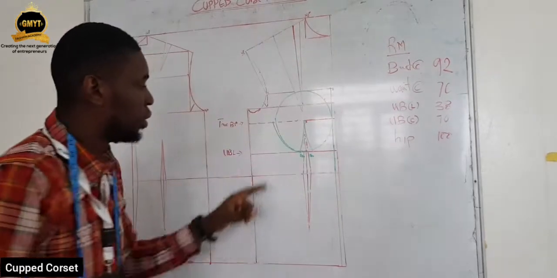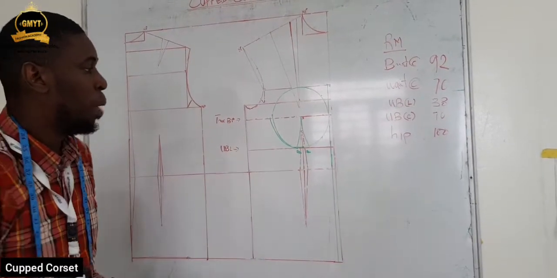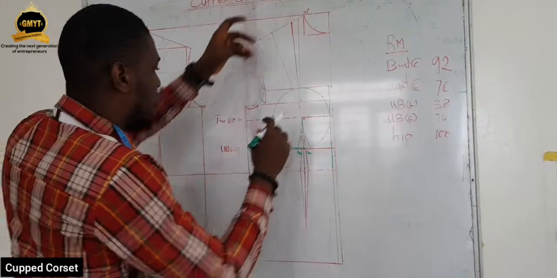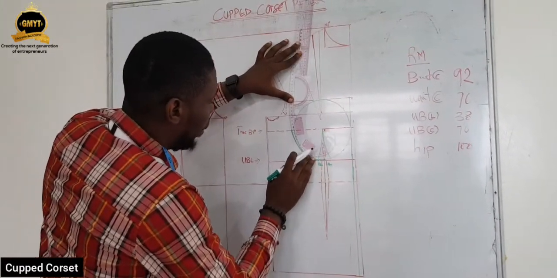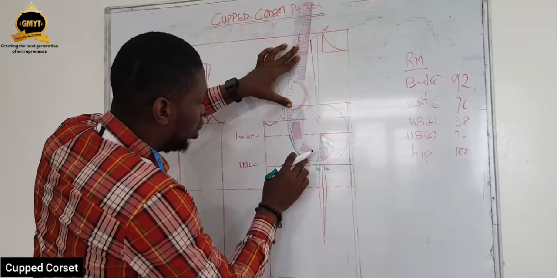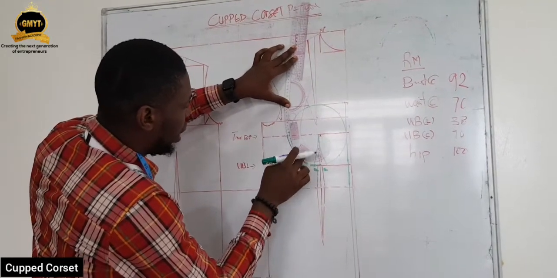So this is it. By the time you're done with this, you can actually take it up directly. You can see the way I placed my French curve on this part. You have to know how to make use of this French curve properly so that you get it right.